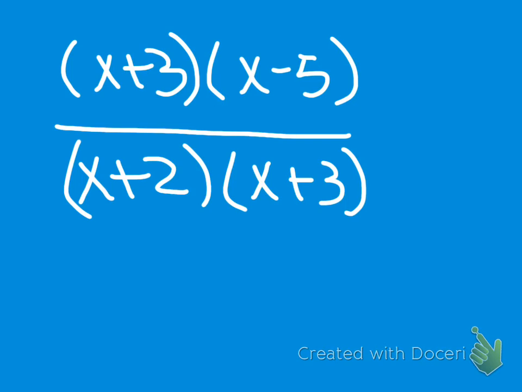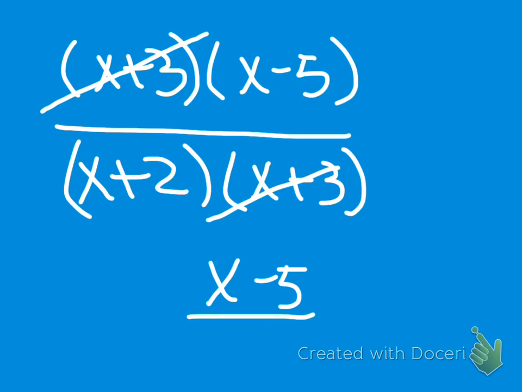Do we have something in the numerator and the denominator that are the same? The 3? Not just the 3, because it has to be the x and the plus 3 in the parentheses. That whole group has to come together. We can't just cancel a 3. We have to cancel an x plus 3, the whole parentheses. So that just leaves x minus 5 and x plus 2.